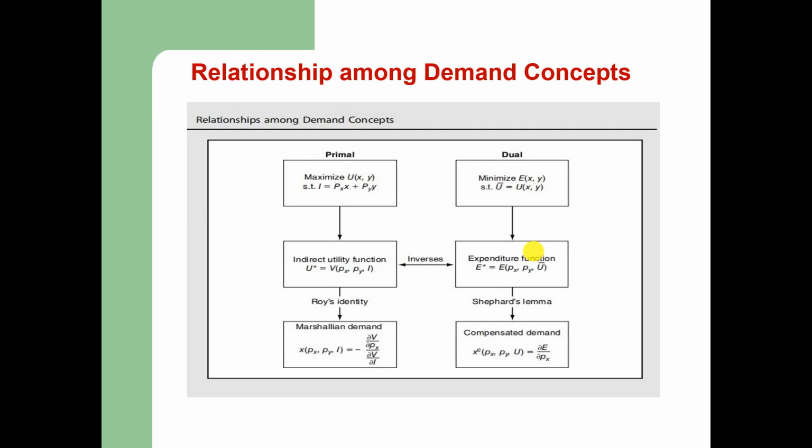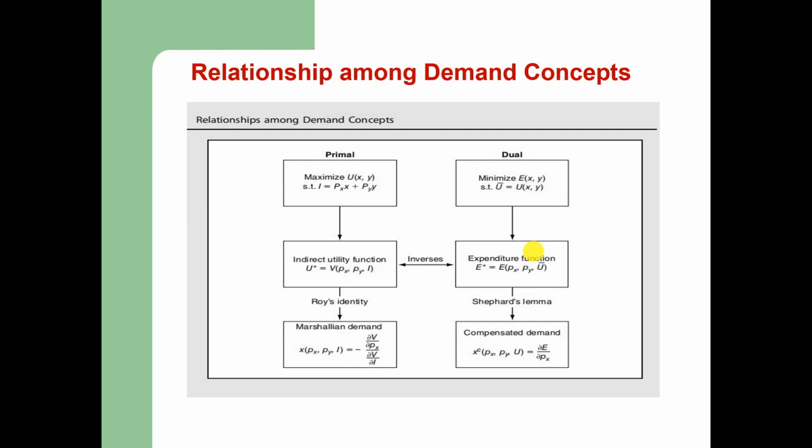We may look at this figure. In this figure, there is the consumer dual problem. On the left hand side, we have the primal function, and on the right hand side, we have the dual function. In the primal function, we have the utility maximization problem subject to budget constraint, and when we solve the constrained maximization for x and y and plug the values of x and y into the original utility function, we get the indirect utility function, and by applying Roy's identity, we get the Marshallian demand functions for x and y.